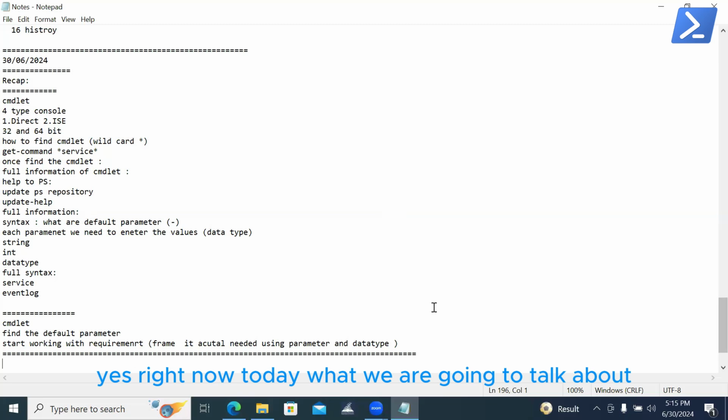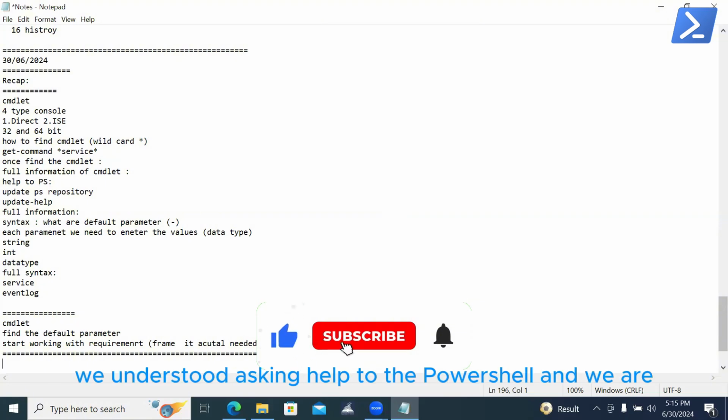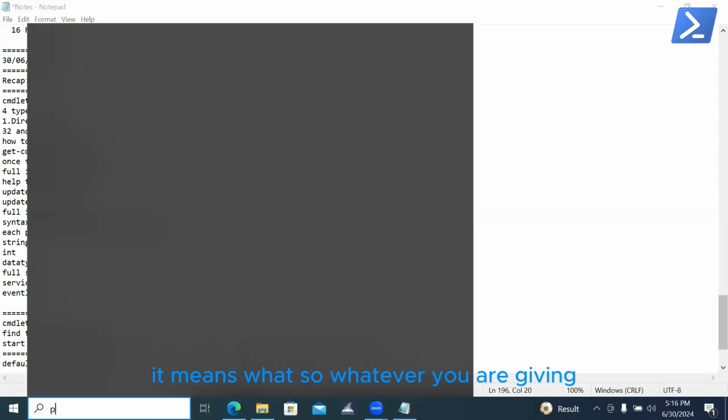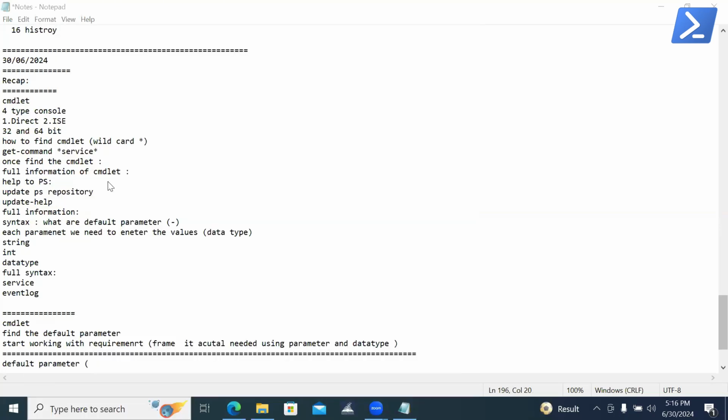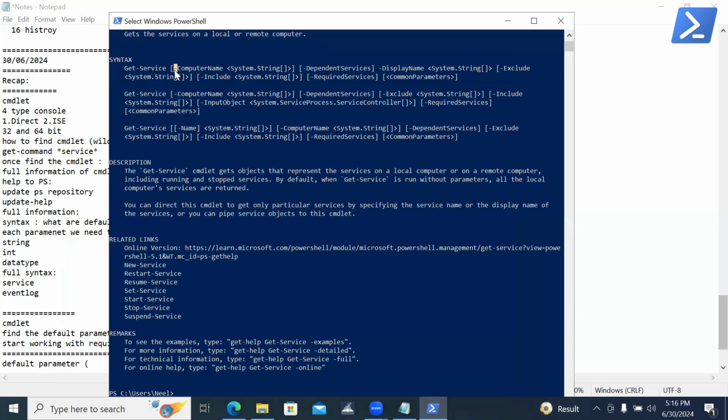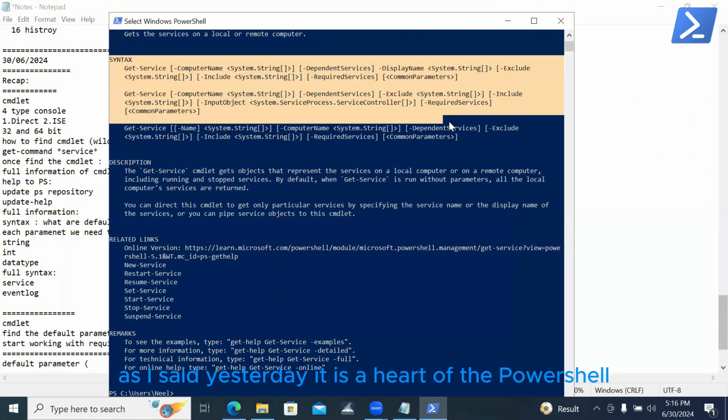Right. Now, today what we are going to talk about: we understood the commandlet, we understood asking help from PowerShell, and we identified the parameters, and we are framing the entire syntax by checking those parameters. Now, the default parameter, we need to validate it. Default parameter means what? Whatever you are giving to the PowerShell console, you would be able to see, for example, Get-Help, Get-Service. We can see a parameter and values we need to enter. These are all we are going to look into. By default, as I said yesterday, it is the heart of PowerShell we must be aware of.